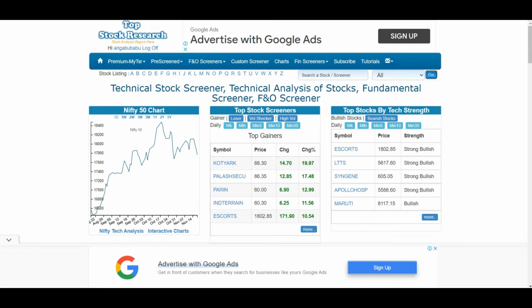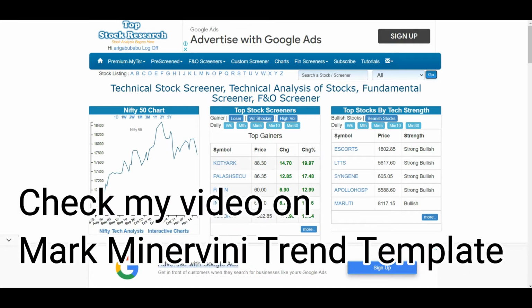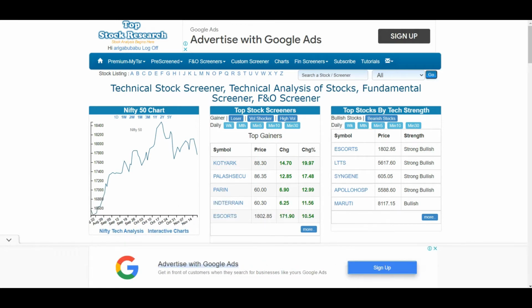Today I am going to discuss how I screen stocks which follow the volatility contraction pattern. I use Mark Minervini's trend template to screen stocks. There are so many stocks in our Indian stock market, so to screen stocks which follow the volatility contraction pattern, I use this Top Stock Research screening platform.